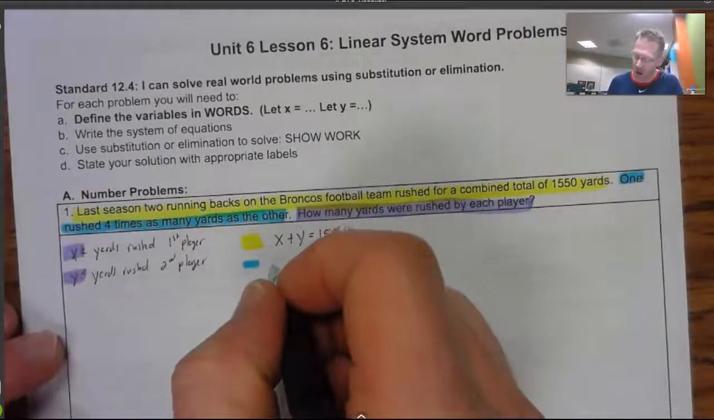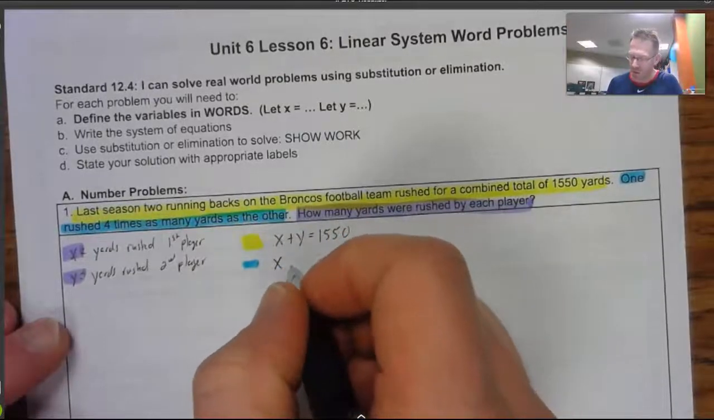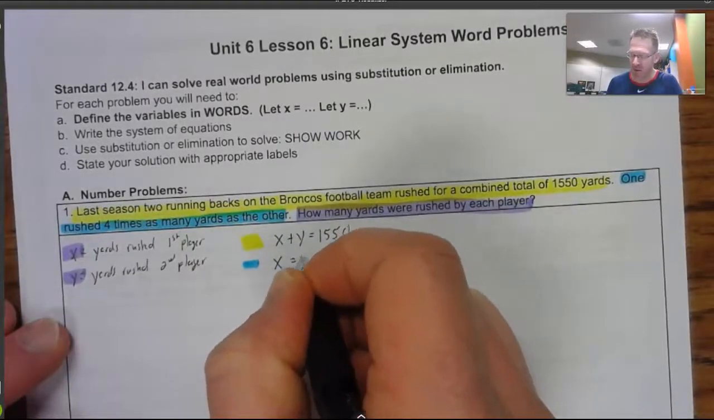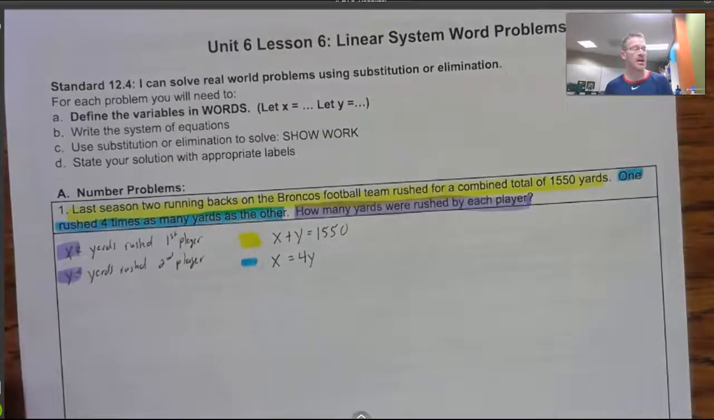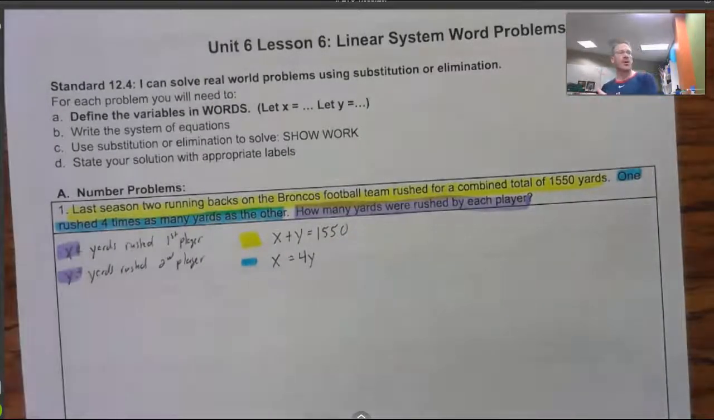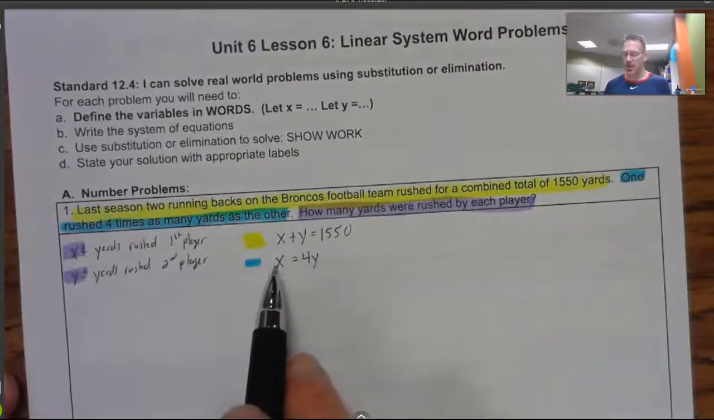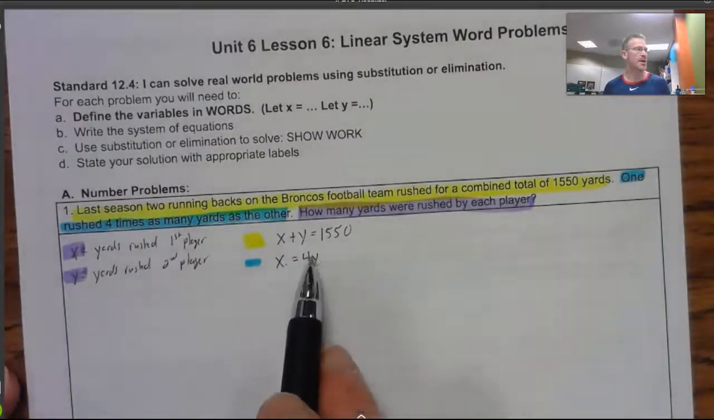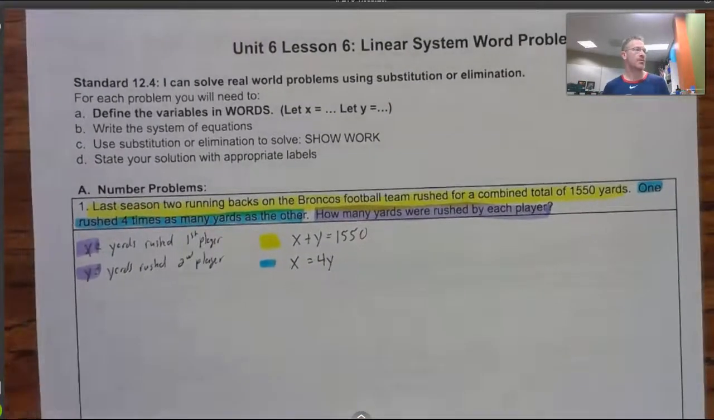So one rushed for 4 times as many as the other. So he would be 4 times as much as the other person, right? For example, if one guy rushed for 100 yards, the other guy rushed for 400 yards. If one guy rushed for 200 yards, the other guy rushed for 800 yards. So this person rushed for 4 times as much as the other guy. Well, there's our equation.